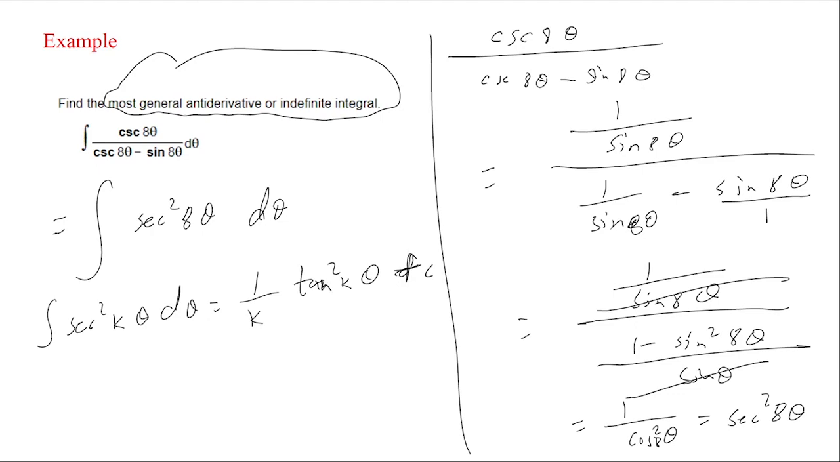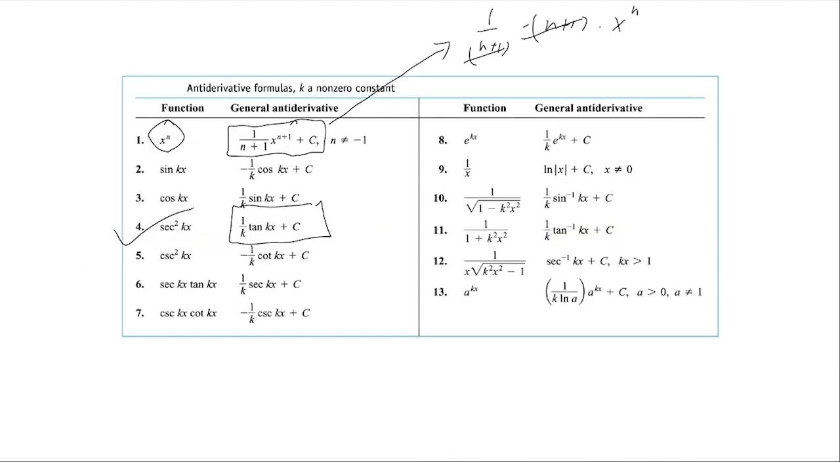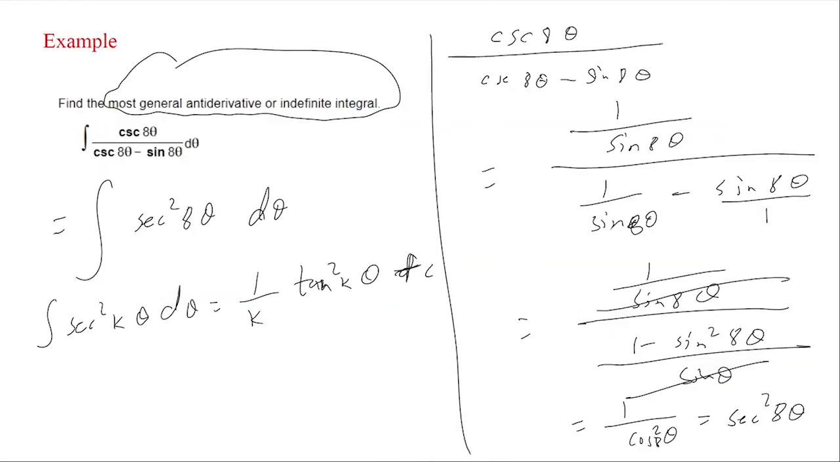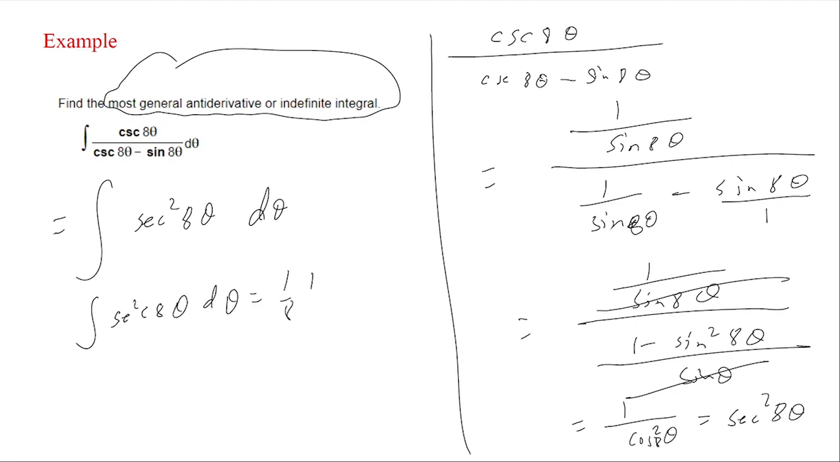plus constant. Let me just go back and double check. It's 1 over k tan k theta, k means 8 theta, so no square. Okay, so it's not the square, this is not right, so it should be secant square 8 theta d theta is equal to 1 over 8 tan 8 theta plus constant. So that is our answer. If you try to find the derivative of this, it would be secant square 8 theta.